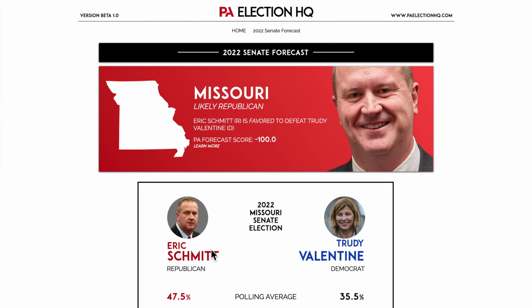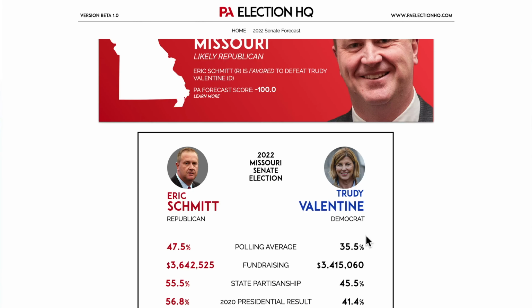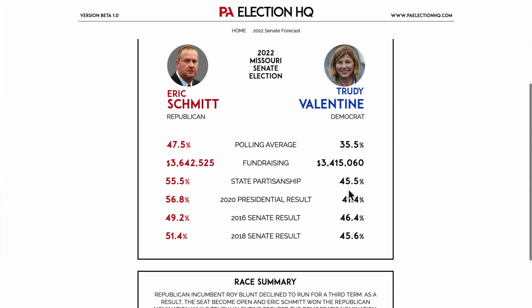But here, Eric Schmidt is leading over Trudy Valentine by around 12% in the polls. Trudy Valentine is the Democratic nominee. She defeated Lucas Kunce. It really wasn't that competitive of a race. Currently, she's doing pretty well in terms of fundraising against Schmidt. But in the end, Democrats are not going to win in Missouri.